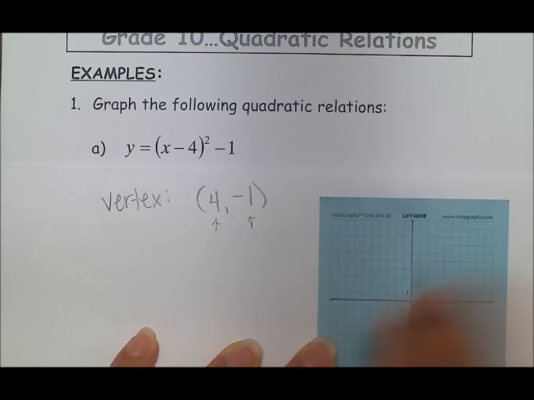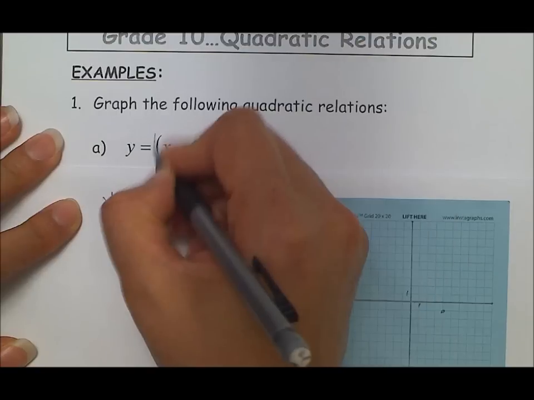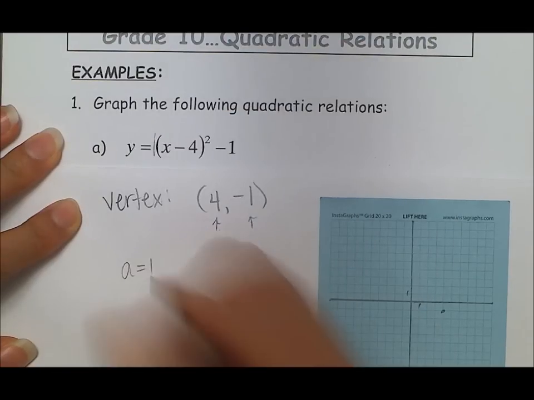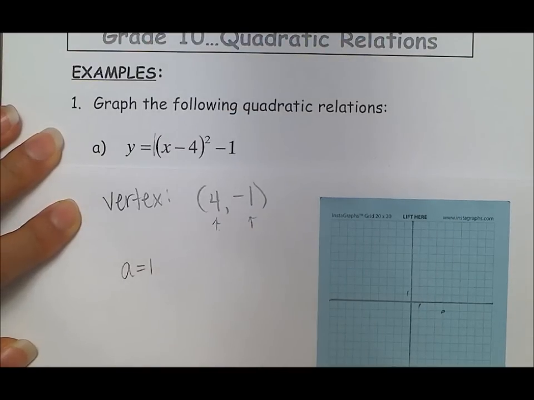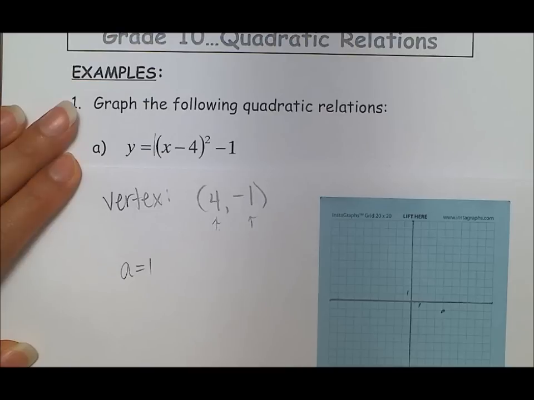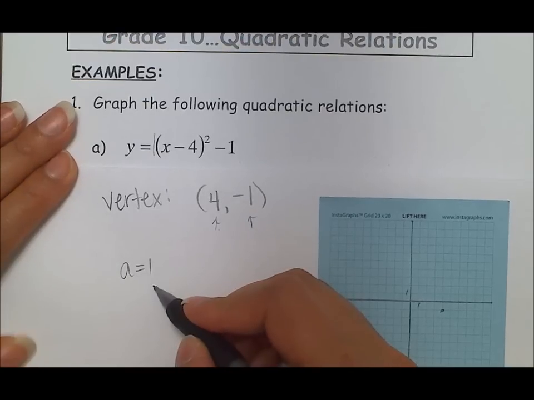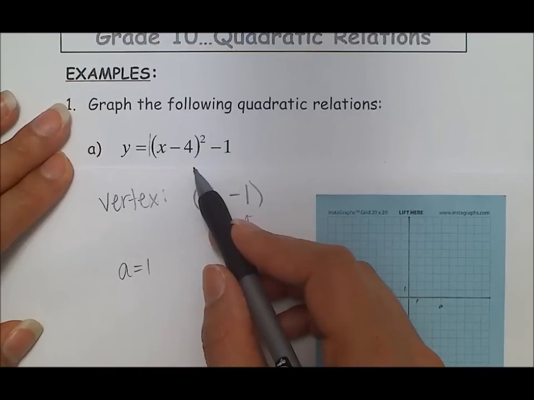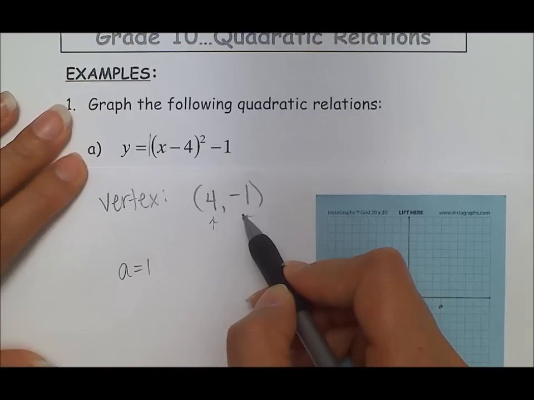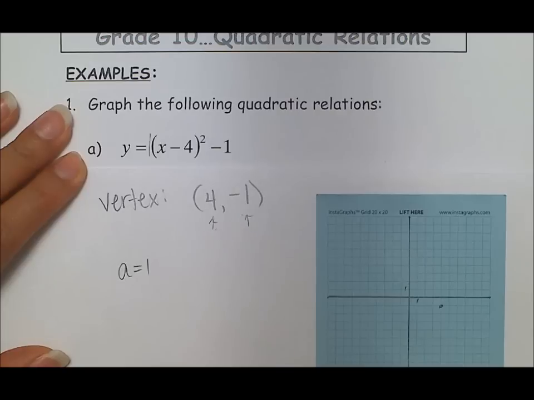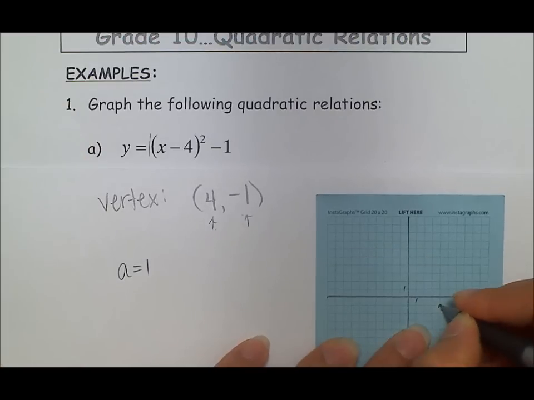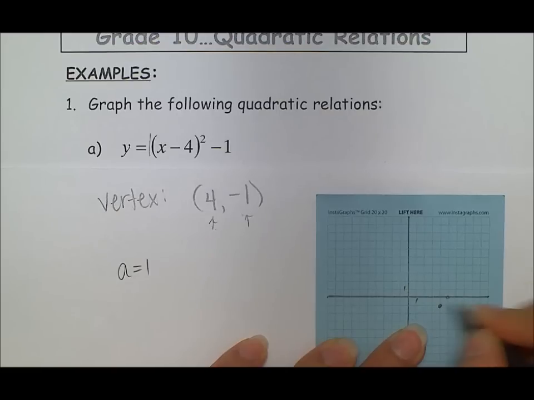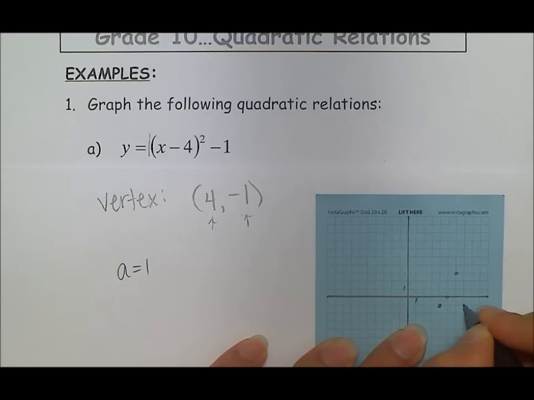The next thing I need to look at is the value of a. And I'll notice that the value of a here is equal to 1. So what that tells me is my step pattern is not going to change. And remember that all that's happened is that the quadratic relation has shifted to the right 4 and down 1. The actual shape of the function has not changed. So what I'm going to do is move from the vertex. I'm going to move over 1 and up 1. Go back to the vertex. I'm going to move over 2 and up 4. Go back to the vertex and move over 3, and I'm going to move up 9.